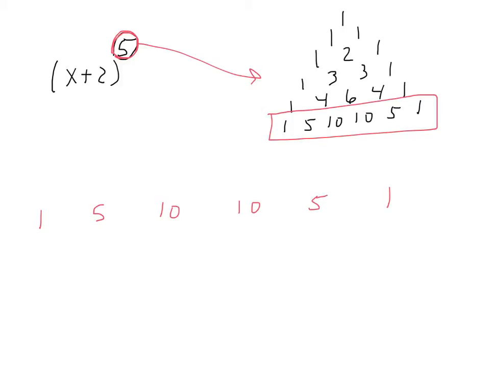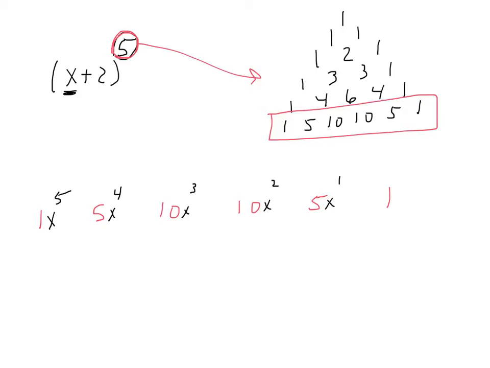Then I'm going to take the first term of my binomial, which is x, and I'm going to raise that to the 5th, and then to the 4th, and then to the 3rd, and then to the 2nd, and then to the 1st, and to the 0. So I'm not even going to write it down on the last one.